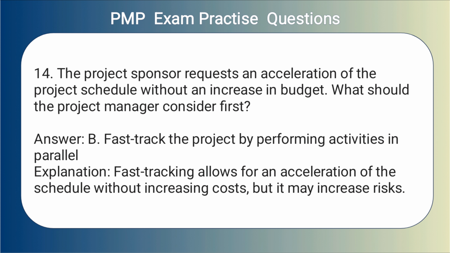Answer: B. Fast-track the project by performing activities in parallel. Explanation: Fast-tracking allows for an acceleration of the schedule without increasing costs, but it may increase risks.